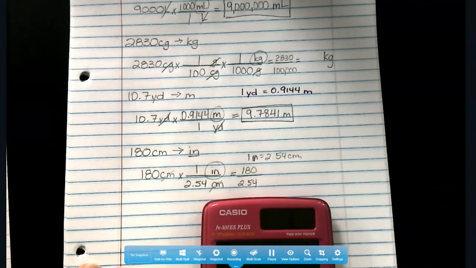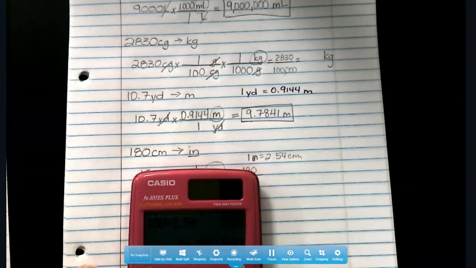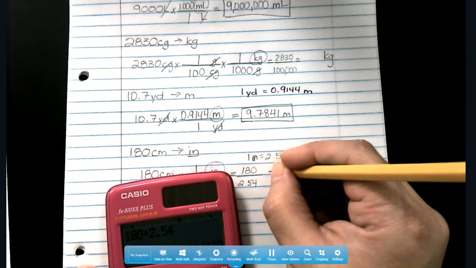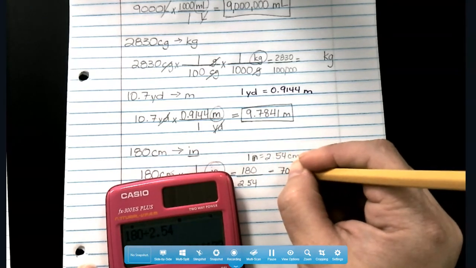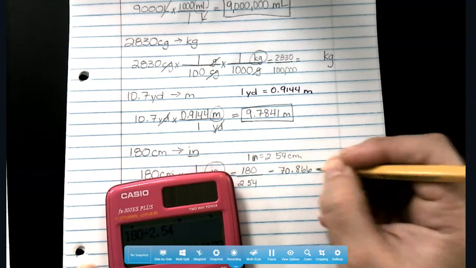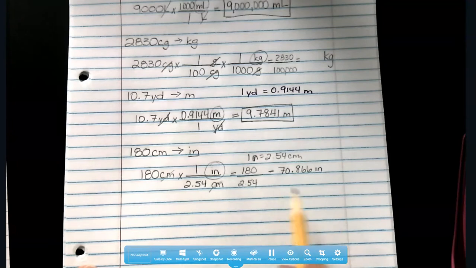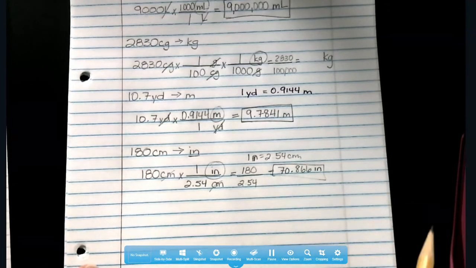And that gives us 70.8666. And we can round that inches. And that's what we were going for. So that's how we come up with that.